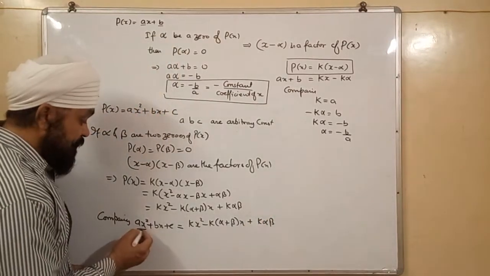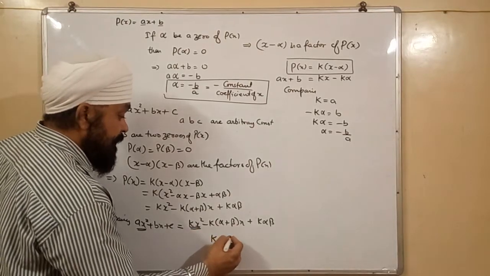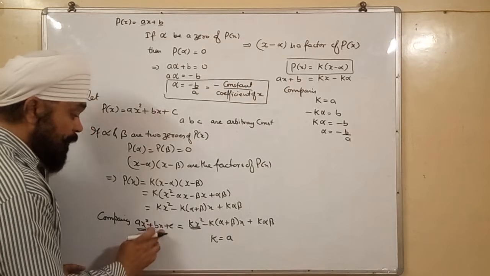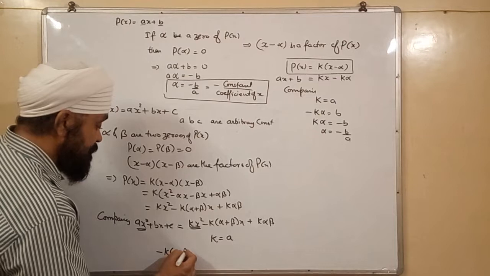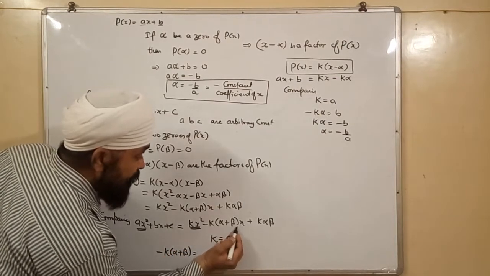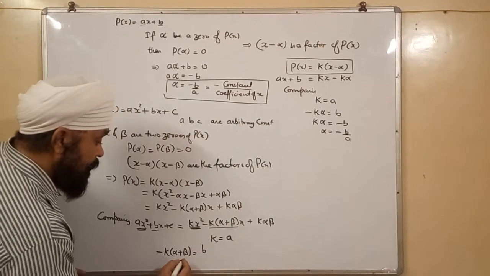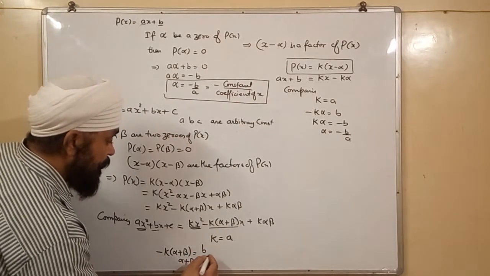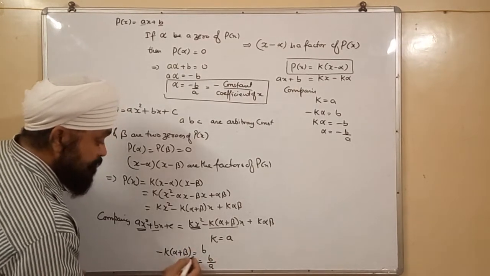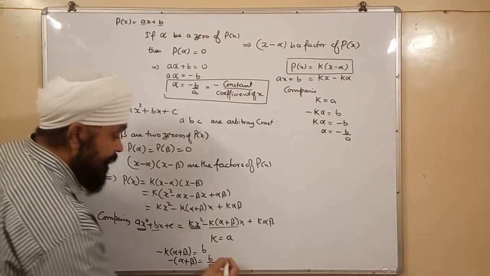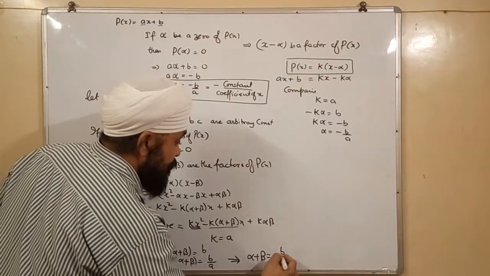So we can compare the first term. If you compare the first term, we are getting k is a. The second part, if you compare x, we have minus k times (alpha plus beta) along with x, and here along with x we have b, so they must be equal. So alpha plus beta will be equal to b upon minus k, that is a. I am putting the minus sign first here, taking k to that side. So we get alpha plus beta is minus b upon a.